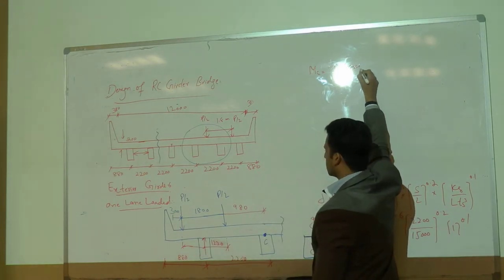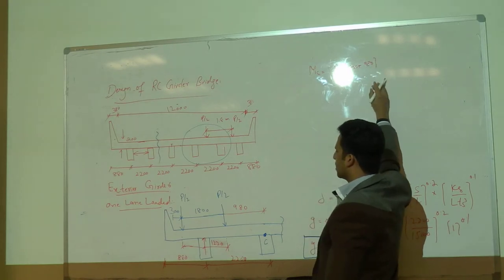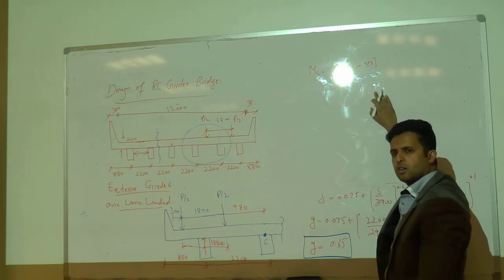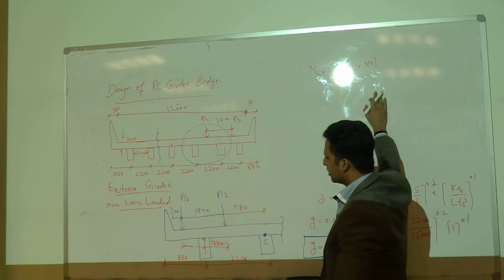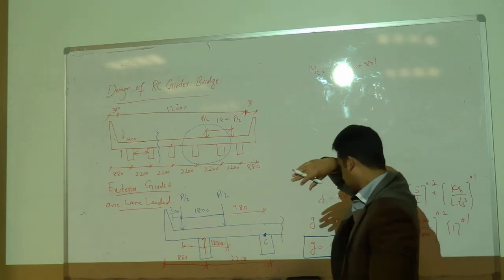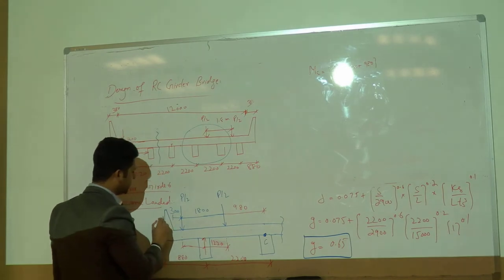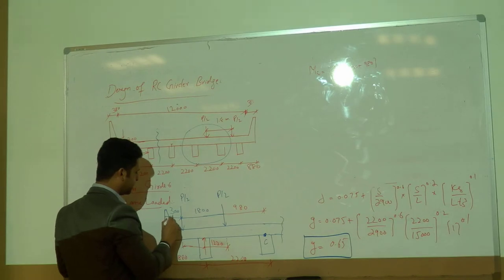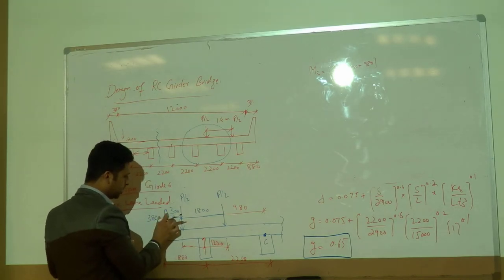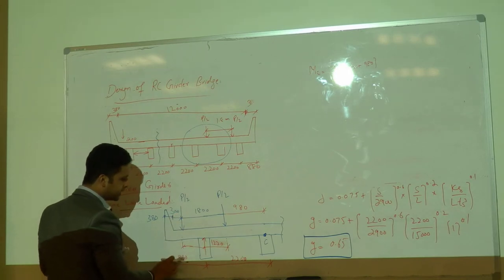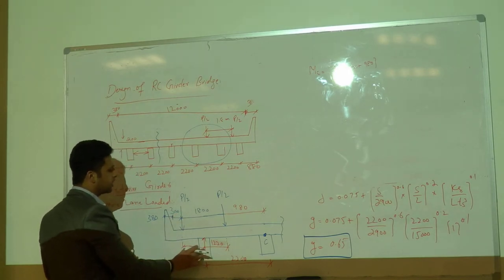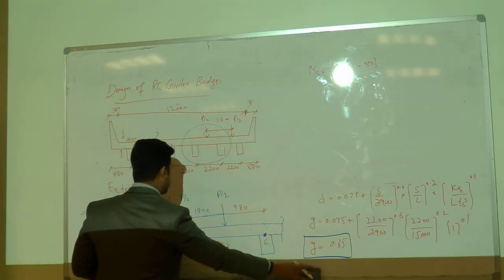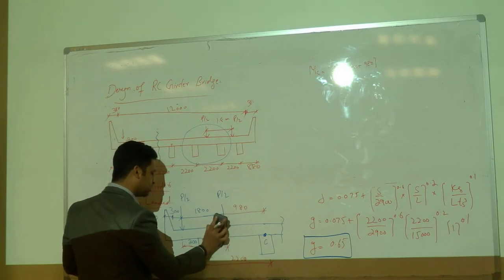Doctor? Yes? We didn't consider the barrier in our calculation. 380. Yeah. So this is 300. Oh, yeah, you're right. You're exactly right. This is 380. The barrier is 380. 380 plus 300 will become 680, and this distance will be 200. And if this is 200, this will be 1600.